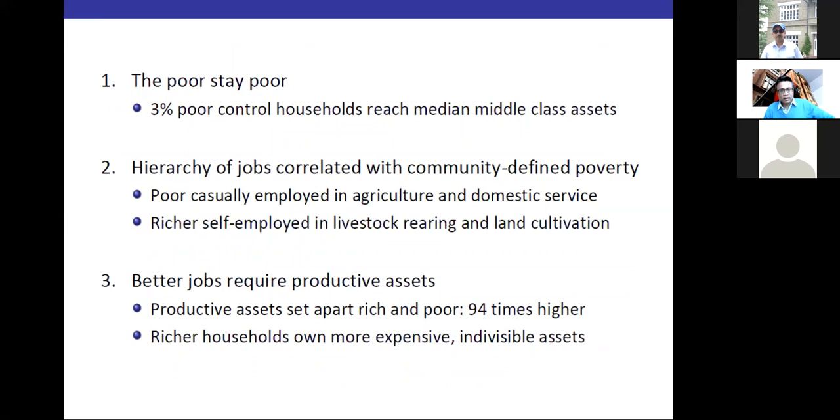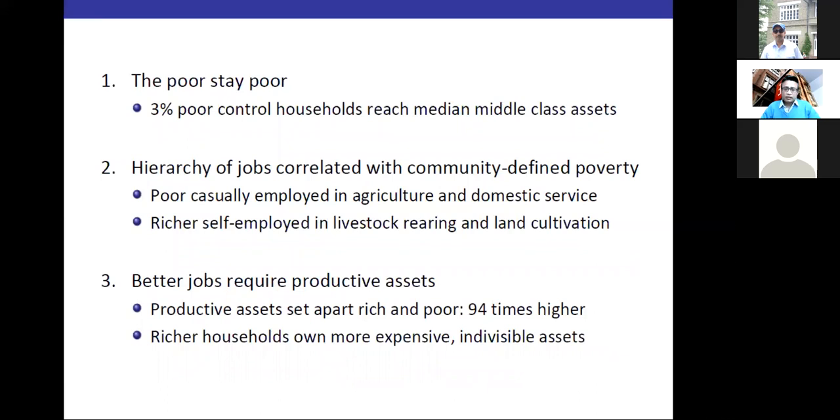Well, the stylized facts are as follows. Even through this long period through which the poor are tracked, the poor tend to stay poor, left to their own devices. And how do we know this? Because we are tracking the control group, right?